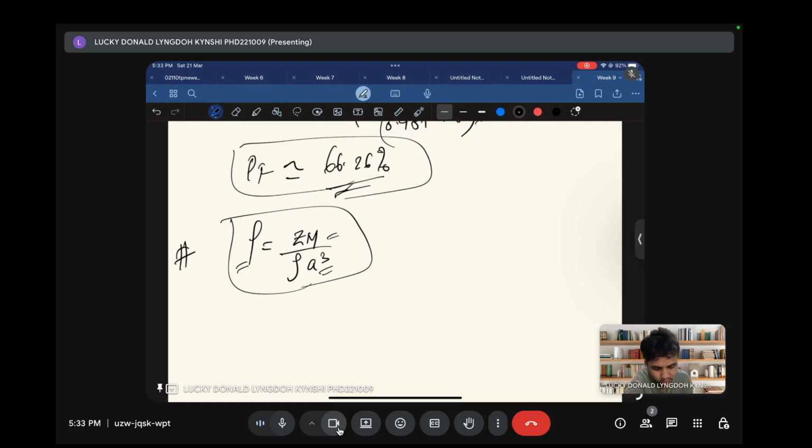Sorry, this is not density. Sorry, this is Na, or I will write it right. Na. This is your Avogadro's number. So Z equal to 4.